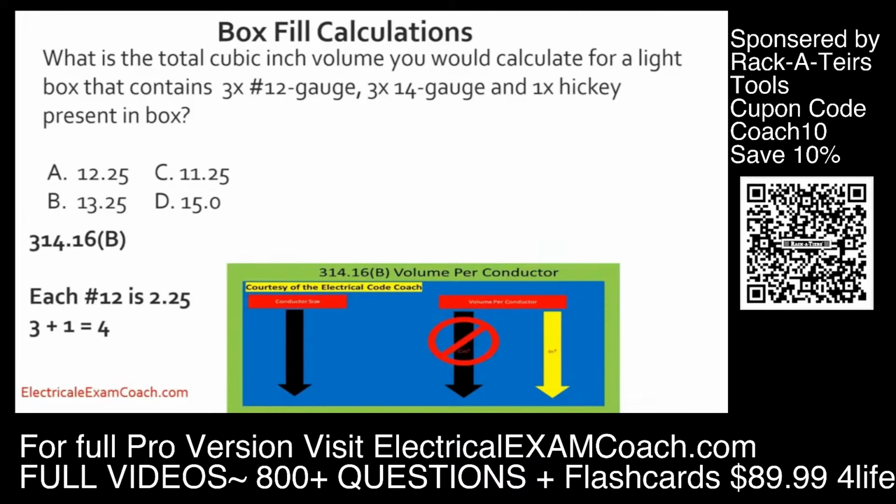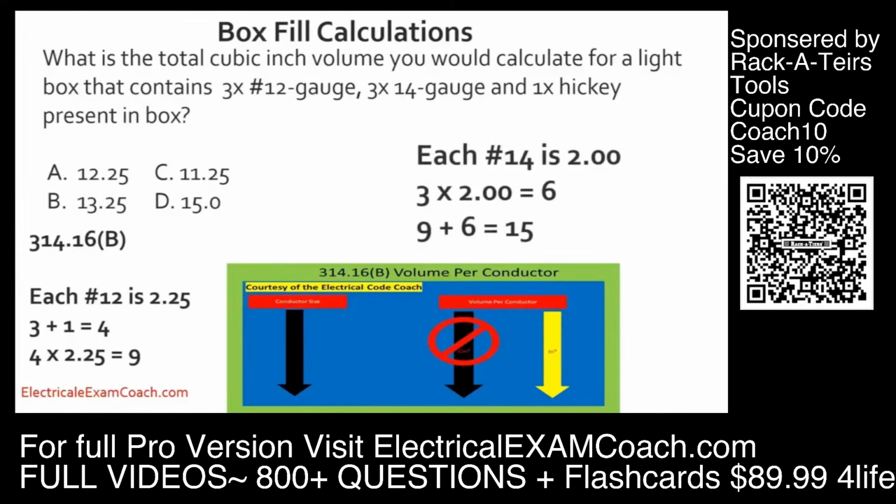We have the 3 original conductors, the 1 fitting. We have 4 number 12s. We bear that math out and end up with 9 cubic inches. Now let's deal with our leftover conductors. We have 3 14 gauges. We take and bear all that math out. Then we total it together and we end up with 15 cubic inches that all of this is taking up in this box.